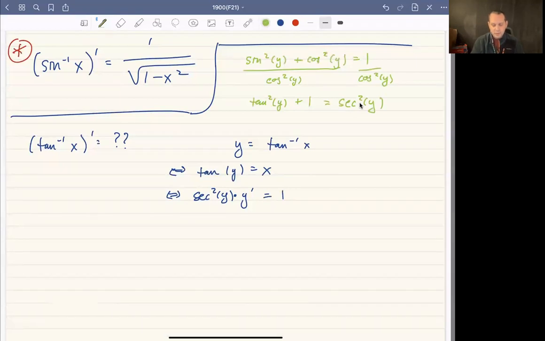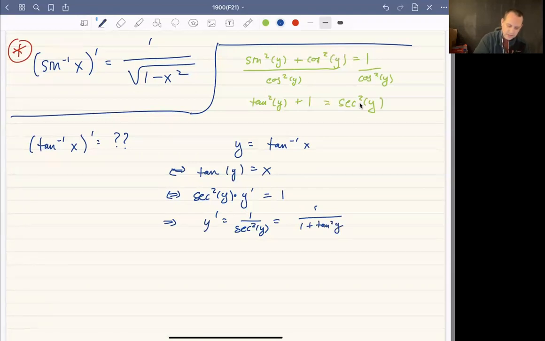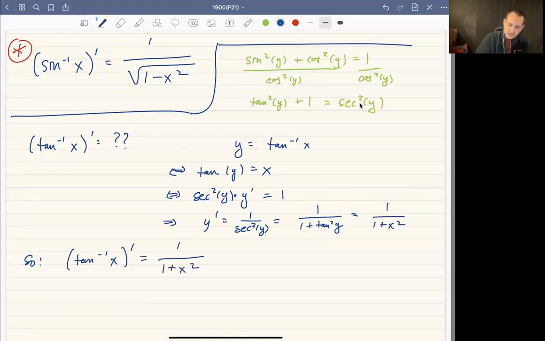And therefore, our derivative is going to be y prime is 1 over secant squared of y. Secant squared of y is 1 plus tangent squared. So our derivative is 1 over 1 plus tangent squared. And then finally, we said tangent of y was x. So this is 1 over 1 plus x squared. So altogether, this means that the derivative of inverse tangent is 1 over 1 plus x squared. Okay, so again, that's the second big result for the section.